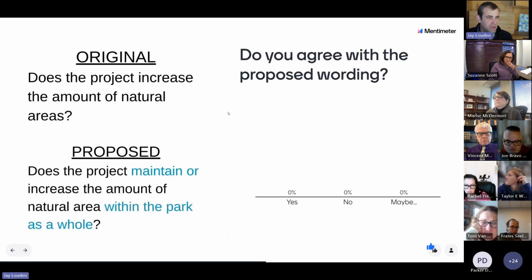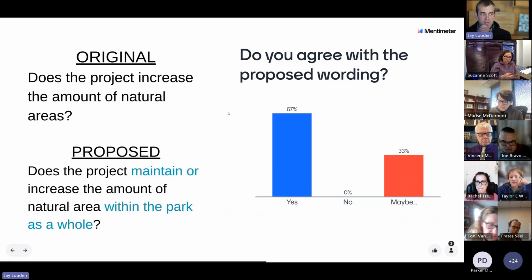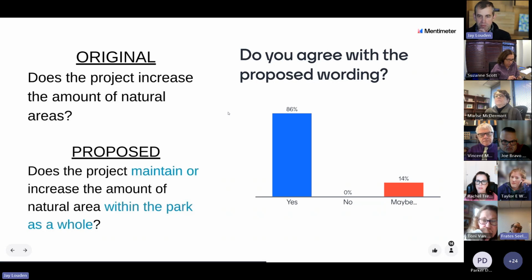Let's go on. The original: does the project increase the amount of natural areas? Proposed: does the project maintain or increase the amount of natural area within the park as a whole? So obviously maintain versus just increase is a qualifier there, and within the park as a whole is intended to capture situations where a project builds something, but then mitigates the area where it's developed by increasing the amount of natural area otherwise. So a trade-off there. Please go ahead.